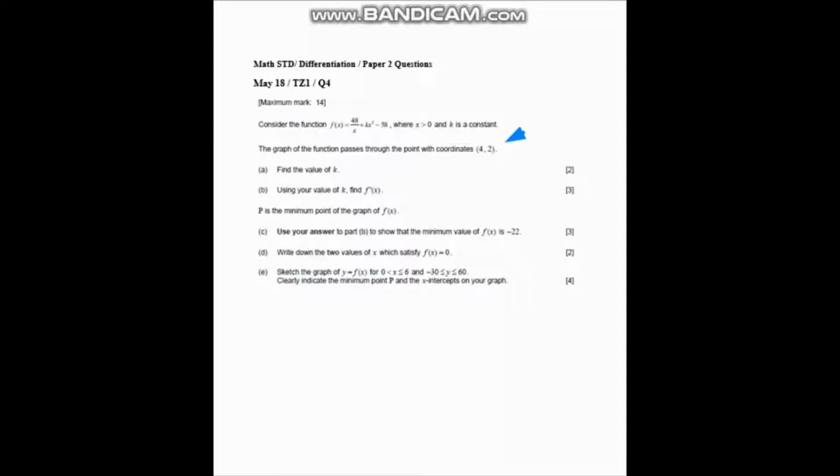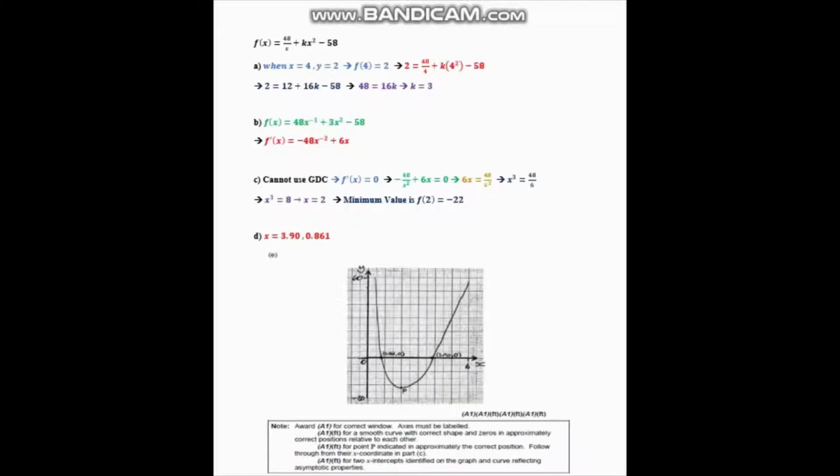Since we know that the graph passes through (4, 2), we know that when x is 4, y is 2. Hence, if I plug 4 in instead of x and 2 instead of y, or f(x), I should be able to find k no problem. So this is what we've done: 2 instead of the y and 4 instead of each x, and we simplify, and k turns out to be equal to 3.